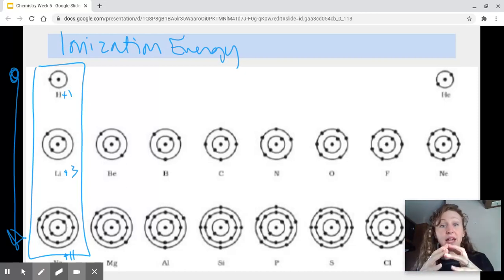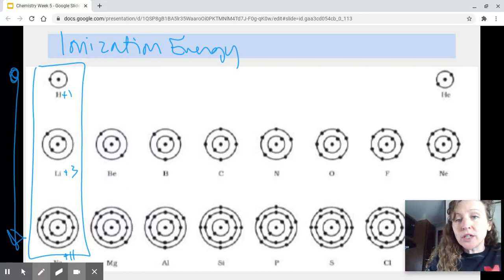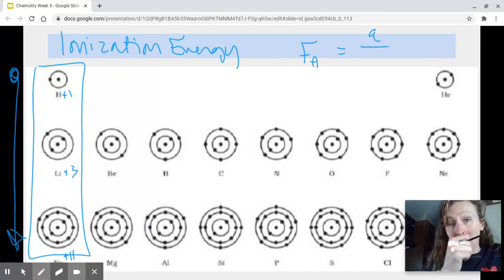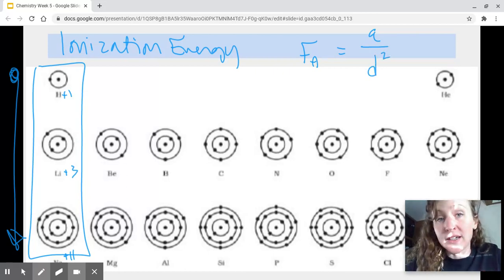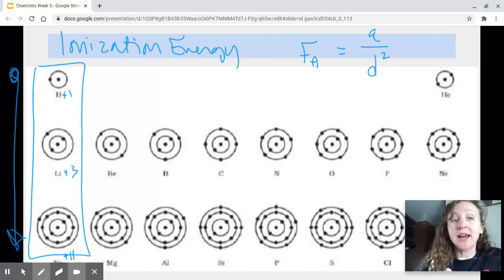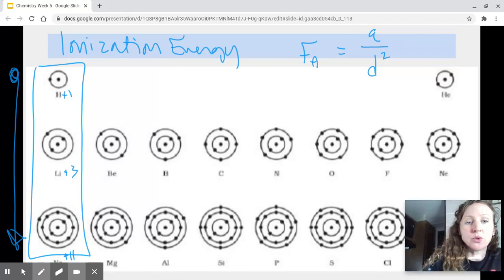So that outermost electron that we're looking at removing for ionization energy is getting farther and farther and farther away from the nucleus. And remember, when we're looking at Coulomb's attraction, that force of attraction, charge is definitely going to increase the force of attraction. Distance is going to decrease the force of attraction, but distance is actually squared. So distance makes more of a difference than charge makes. And so ionization energy, as you go from the top to the bottom, it's actually going to decrease.